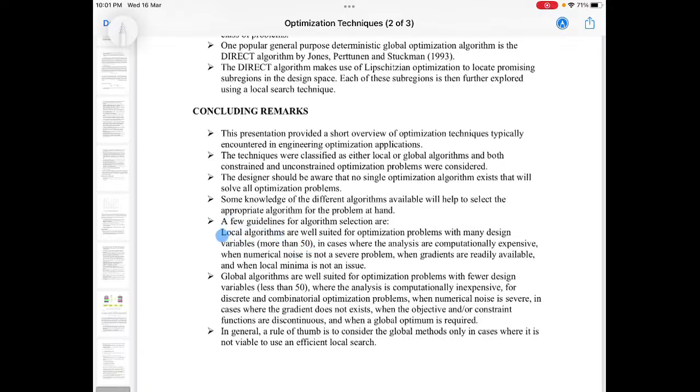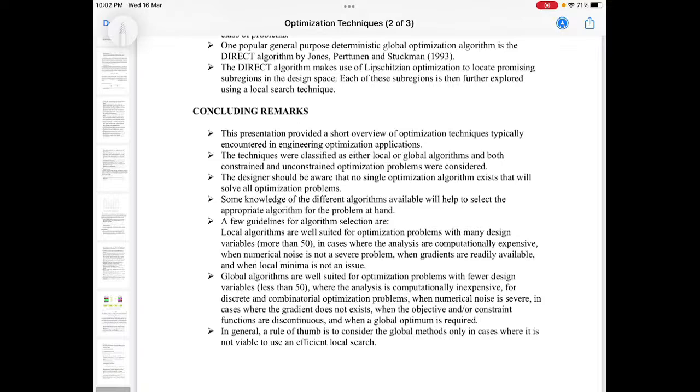Local algorithms are also suited in cases where the analysis is computationally expensive, when numerical noise is not a severe problem, when the gradients are readily available, and when local minima are not an issue. So here local algorithms can be well suited in cases where there are more than 50 variables, where the analysis is computationally expensive, where numerical noise is not a severe problem, where the gradients are readily available, and where local minima are not an issue.